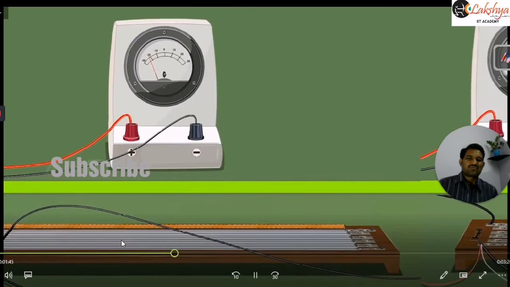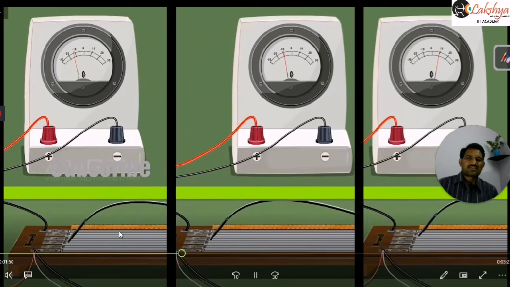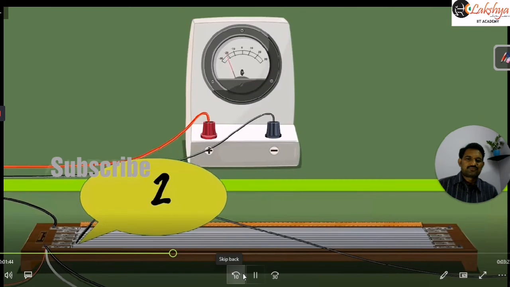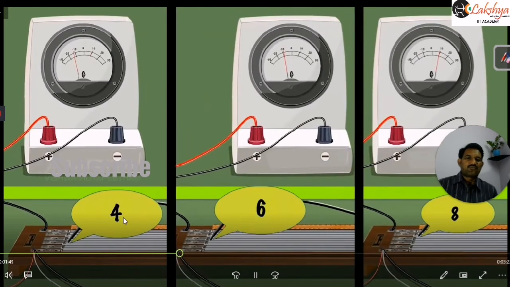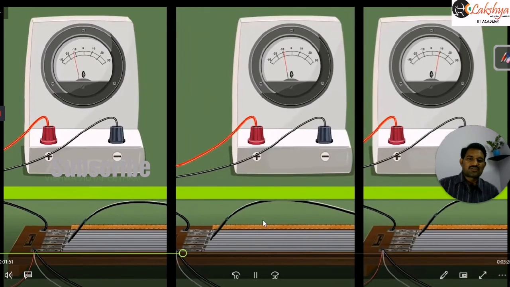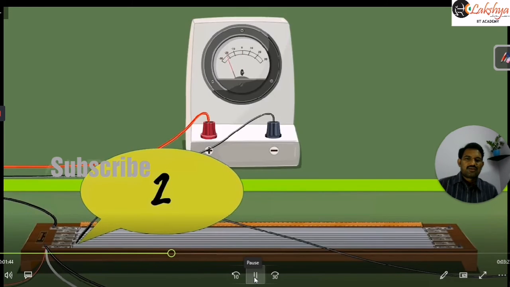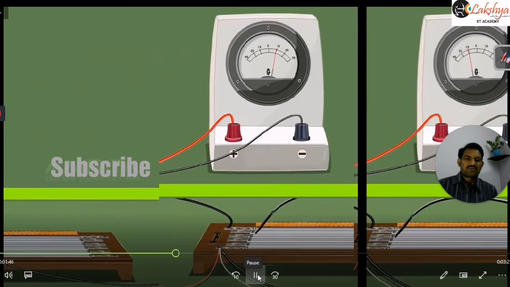Nearly 10 meters of wire will be there, so 10 wires. We are pressing this jockey and observing the deflection here. Observe this slide here. We are pressing it at different points. Now observe the deflections in this galvanometer. I will show it again. This is the first, second wire we are measuring here, and then see this.